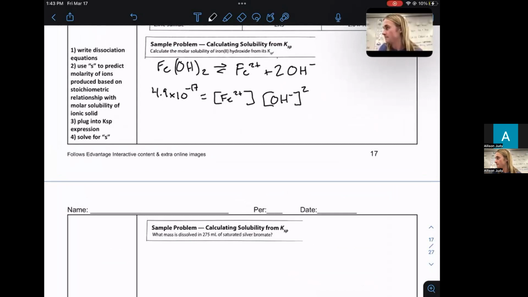Why is it multiplied by 2 in the other one? This is the same situation. It's going to be multiplied by 2, because I put in the concentration of OH- rather than the molar solubility. So we're going to solve for the concentration of OH-.